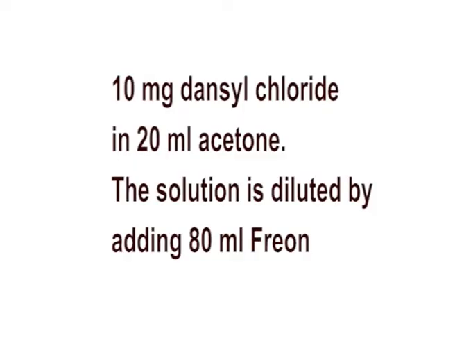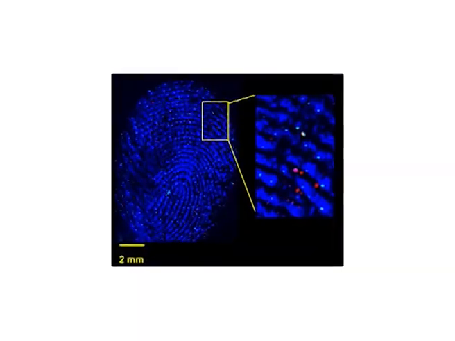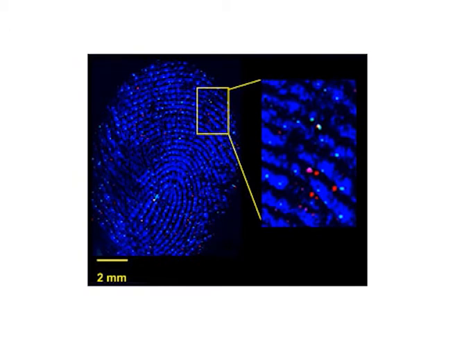For detecting latent fingerprints, the composition is prepared by dissolving 10 milligrams of dansyl chloride in 20 ml of acetone. The solution is diluted by adding 80 ml of freon. The test solution is sprayed onto the surface and allowed to dry. Clear fingerprints can be observed upon ultraviolet illumination. The next reagent we have over here is 4-dimethylaminocinnamaldehyde.